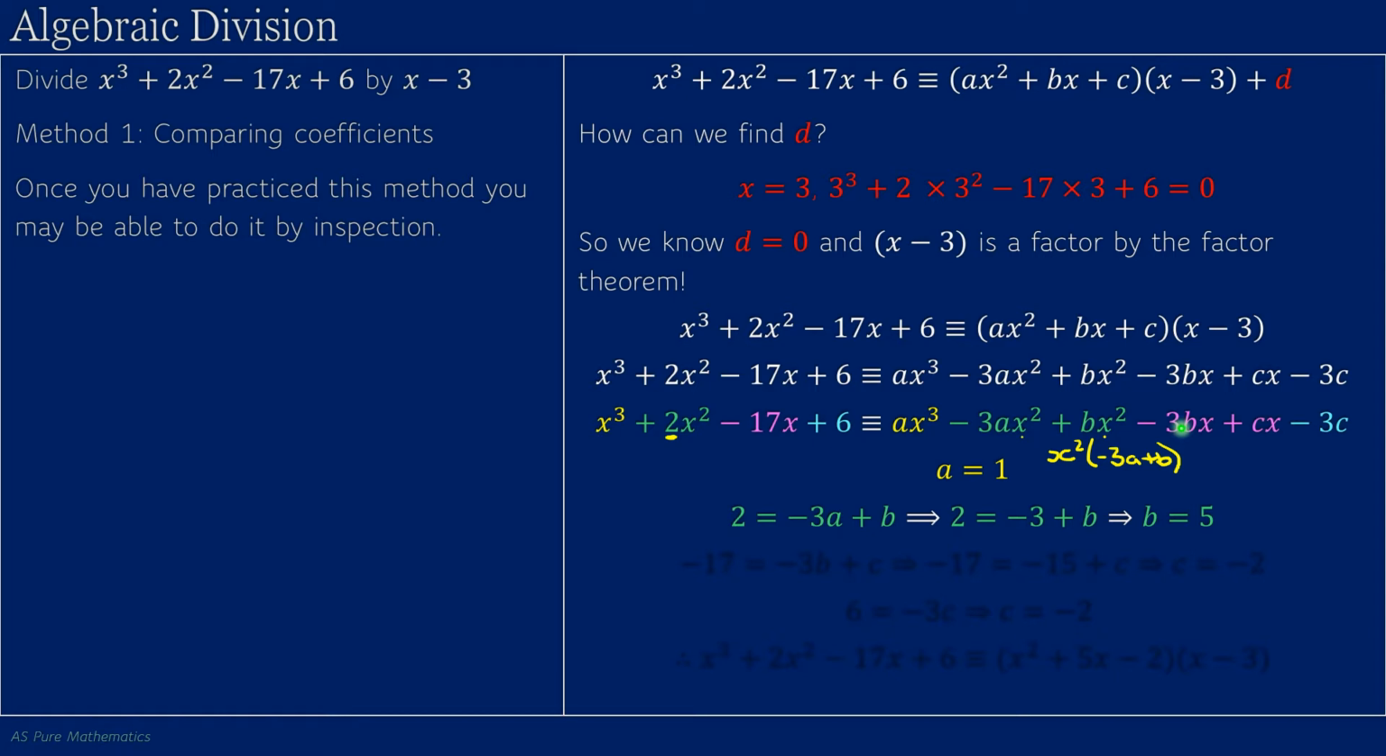Repeat. So now I want minus 3b plus c to equal minus 17. So comparing the coefficients of x, I get that equation. I've got minus 17 is equal to minus 15 plus c, because b is equal to 5. So I can substitute 5 into here. Solving this equation here leads to c equals minus 2.